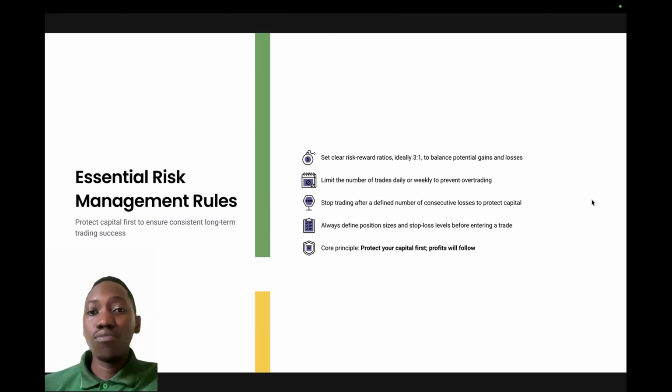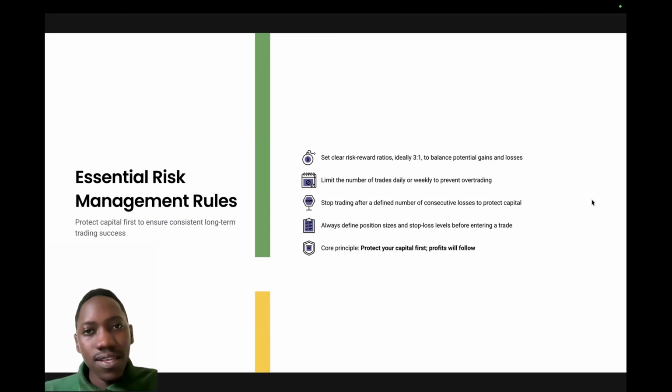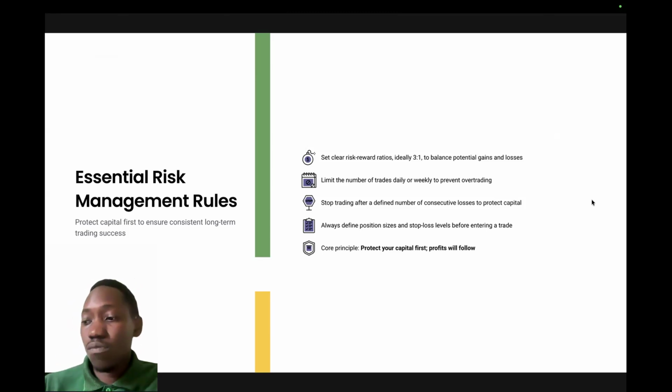Then the core principle is: protect your capital first, then profits follow. In everything you do, look for all ways in which to preserve your capital. Then, once capital is preserved, look for ways to make more, not how to make more at the expense or at the risk of your capital. That's very key and important. It will keep you long in the game. If you don't have such rules in your system, you can be sabotaged.